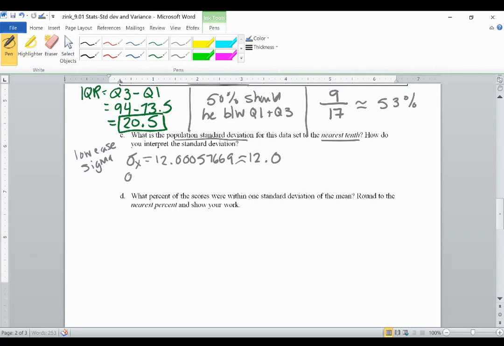It means that on average, any given data point will lie 12.0 units away from the mean. So the standard deviation tells you how far each point is from the mean, which was your X bar. So if it's smaller, then there's less variation, there's less spread of the data.